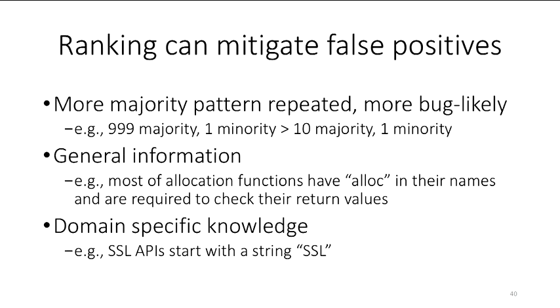First standard is that the more the majority pattern repeats, the more bug likely it is. For example, if there is a 999 majority and 1 minority, it is much more bug likely than 10 majority and 1 minority. This is because it means we have a stronger belief of the correct use. And we can use some general information. For example, most allocation functions have alloc in their function name, and they require checking their return value. And we can use some domain-specific knowledge. For example, SSL APIs start with the string SSL. We can use such information for linking.